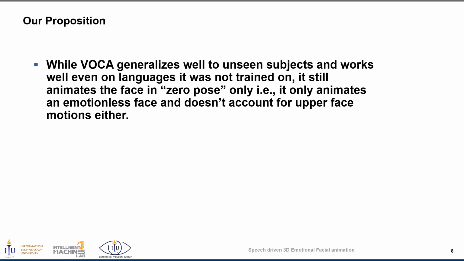So how are we going to proceed with this? While VOCA generalizes well to unseen subjects and also works on languages it was not trained on, even though DeepSpeech outputs probabilities in English, we'll see. I'll show examples later in my work of how good it is. It still animates them in a zero pose, and the head is just in a single pose for all the 3D models generated, and there are no emotions on it. Also, it doesn't account for upper face motions like eye motion and eyelid movement, which really convey a lot of emotions.